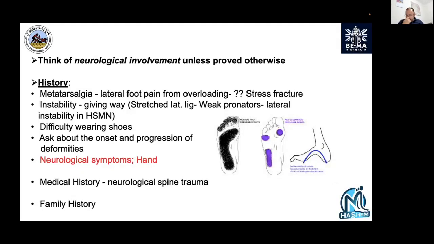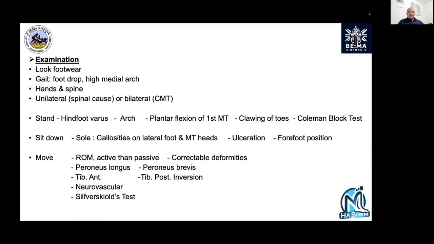If this patient has a unilateral deformity, mostly he will have a spinal cord injury or some sort of injury or neurology from the spine. If this patient has a bilateral deformity, mostly he will have a generalized neurological problem, commonly hereditary sensorimotor neuropathy, or Charcot-Marie-Tooth. You need to ask clearly about neurological spine trauma and neurological symptoms, and you need to ask about the family history. How will you examine this patient?